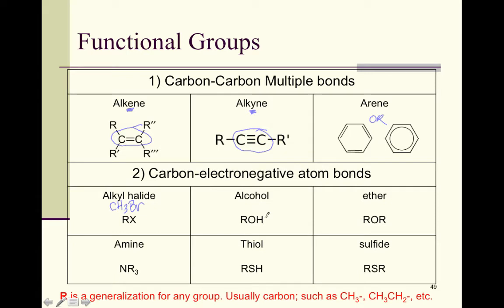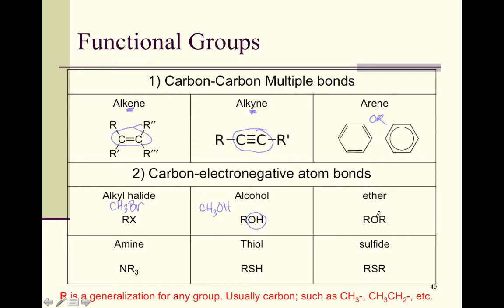The alcohol group, the key feature of that is this OH group here. The smallest of the alcohols would be methyl alcohol, where the R group is a methyl group, and we have an OH, so that would be classified as an alcohol. So look for the OH group to classify it as an alcohol.